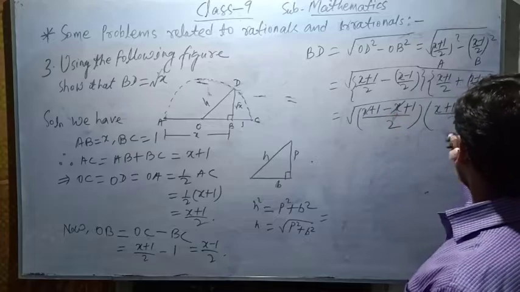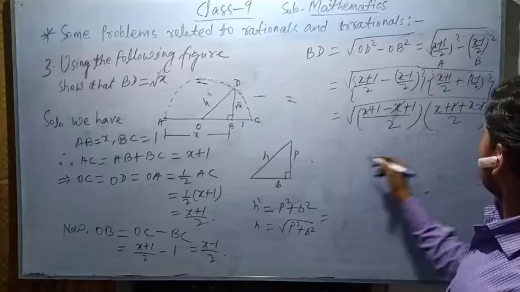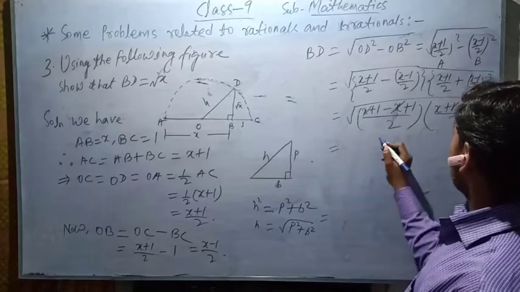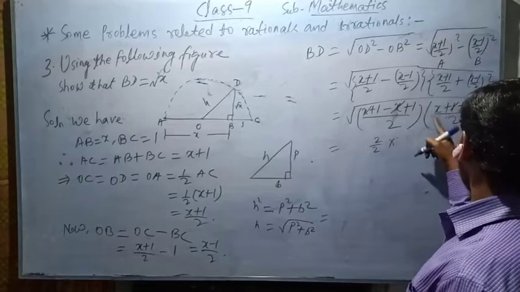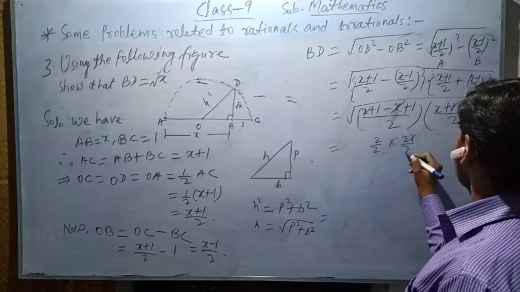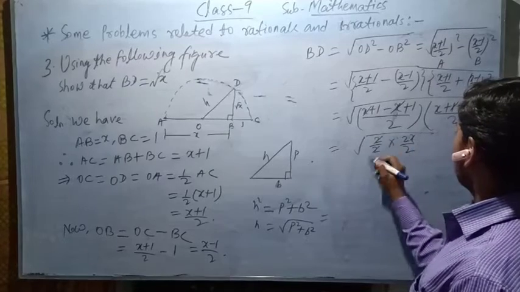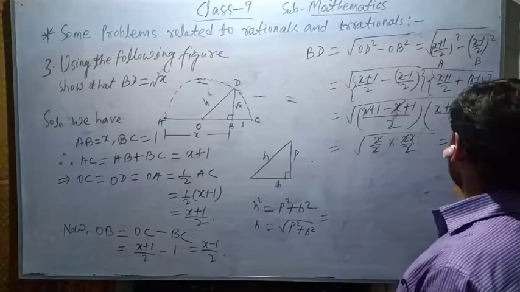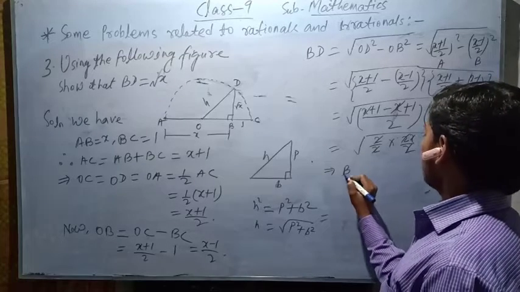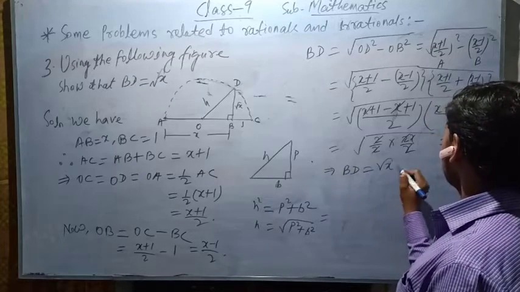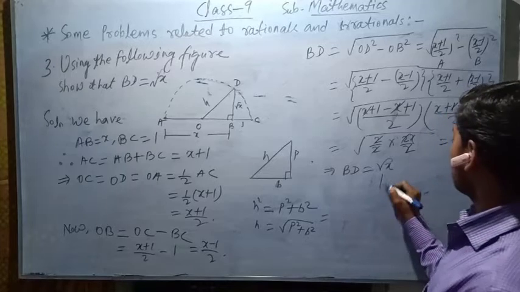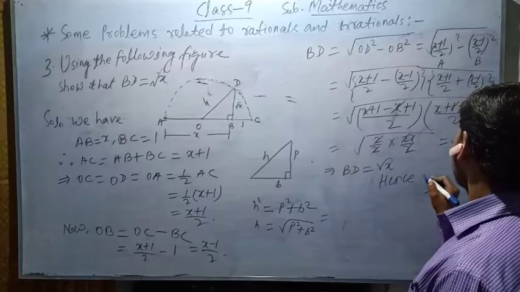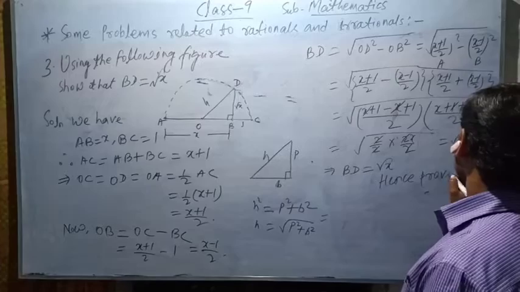Then x minus x cancels, and plus 1 minus 1 cancels. We get 2 upon 2 into 2x upon 2, under root. The 2s cancel. It is equal to under root x, which implies that BD is equal to under root x. Hence proved.